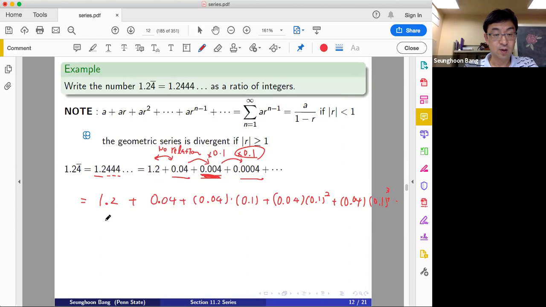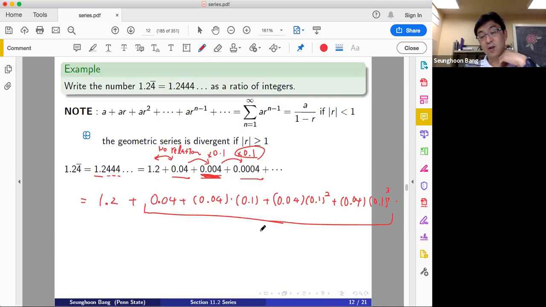So you have to split 1.2 and the remaining terms. Is this remaining part a geometric series or not? The remaining part is a geometric series. What do you think? 0.04 plus 0.004, each times 0.1, right? The geometric series. Okay. So you need to find the common ratio R. What's the common ratio R from here to here? So exclude 1.2. What's the common ratio? Yes, 0.1. 0.1 is exactly the common ratio.